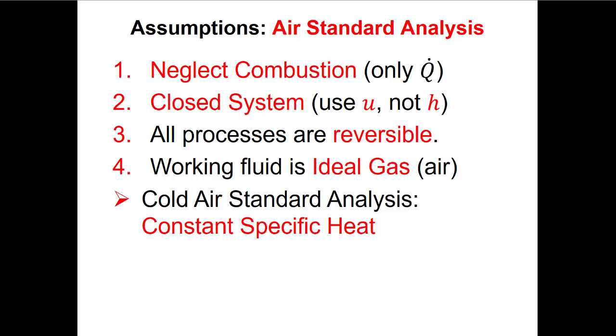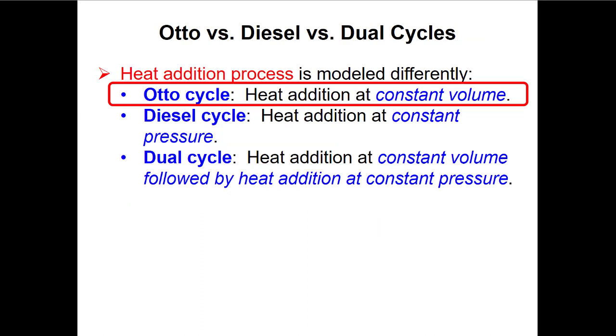So we've been talking about analyzing internal combustion engines. We know that we're going to use air standard analyses for these engines, where we neglect combustion, assume that all processes occur in a closed system, assume that all processes are reversible, that the working fluid is an ideal gas, and sometimes we'll also assume that that ideal gas has a constant specific heat. Now, we know that this isn't strictly true, but it helps us to model different types of internal combustion engines.